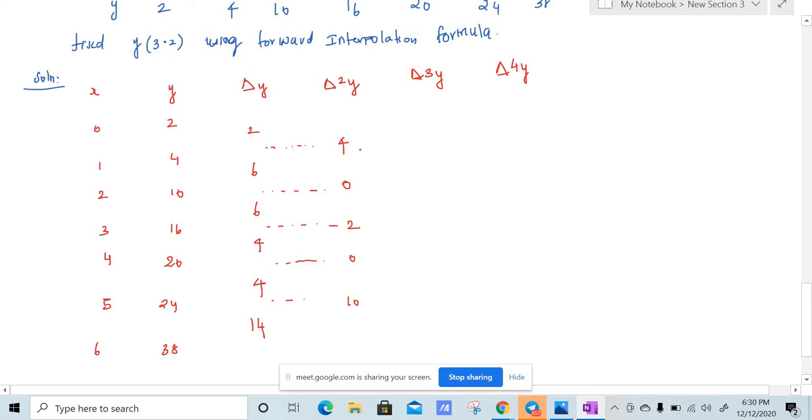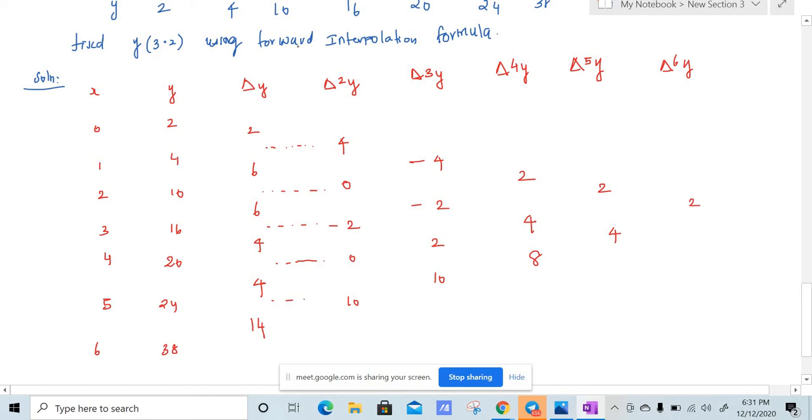And again 0 minus 4 is minus 4. Minus 2 minus 0 is minus 2. 0 minus of minus 2 will be plus 2. 10 minus 0 is 10. Minus 2 minus of minus 4 is minus 2 plus 4, so that is 2. 2 minus of minus 2 will be 4. 10 minus 2 is 8. And del power 5y: 4 minus 2 is 2. 8 minus 4 is 4. And del power 6y will be 4 minus 2 is 2.